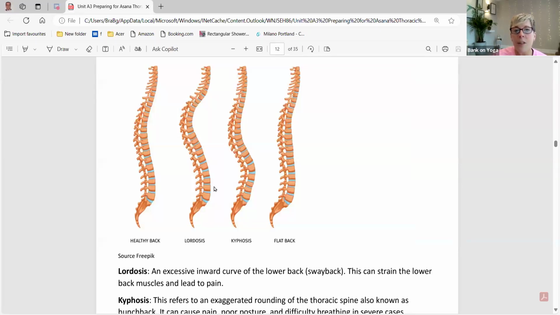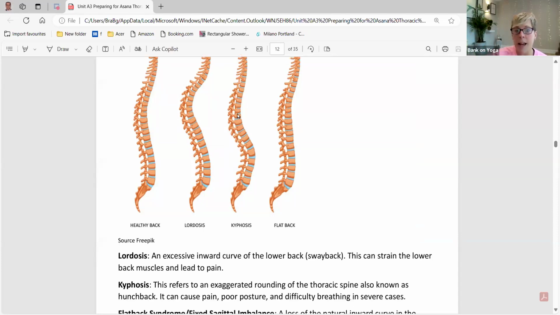The kyphosis, this is an exaggerated rounding of the thoracic spine that we're looking at here. It's also known as a hunchback. So it's quite easy to see in older people, but it can be at any age, the kyphosis. And what's interesting to note about the kyphosis is that they'll be in pain, but also because of it affecting the thoracic, the breathing is compromised. So there'll be a restriction of breath there because of the positioning of the spine.